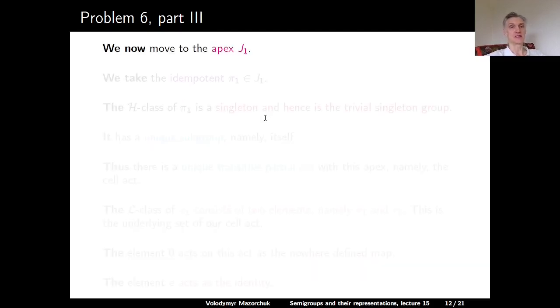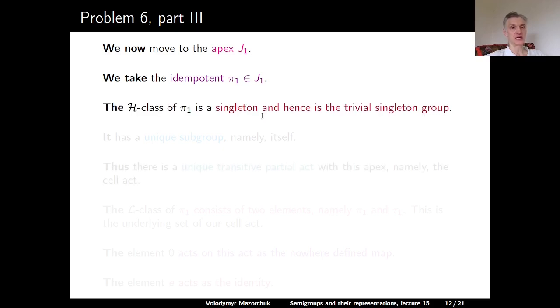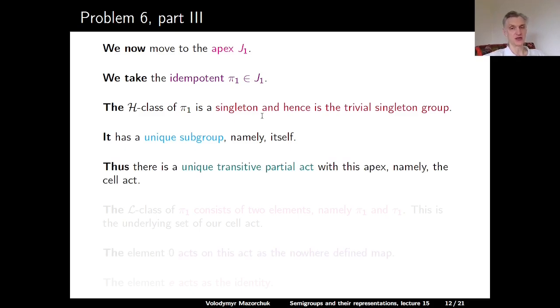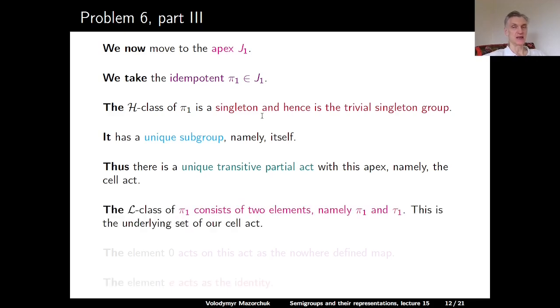Next, let's move to the apex J1. J1 has an idempotent pi1, and the H class of pi1 is a singleton and hence is the trivial singleton group. It has a unique subgroup, itself, and so there is a unique transitive partial act with this apex, namely the cell act. So the cell act is constructed on the left class. The left class of pi1 consists of pi1 and tau1. So that's the underlying set of our cell act.